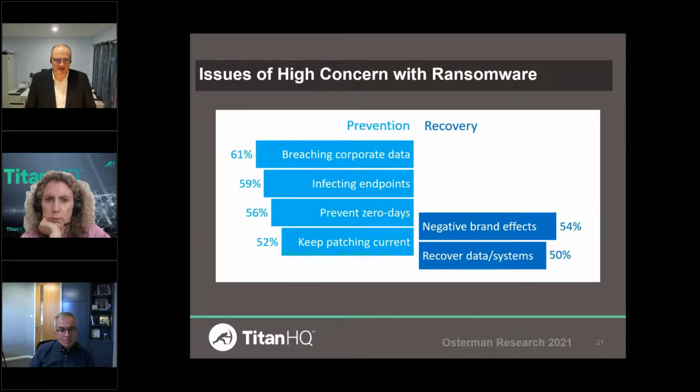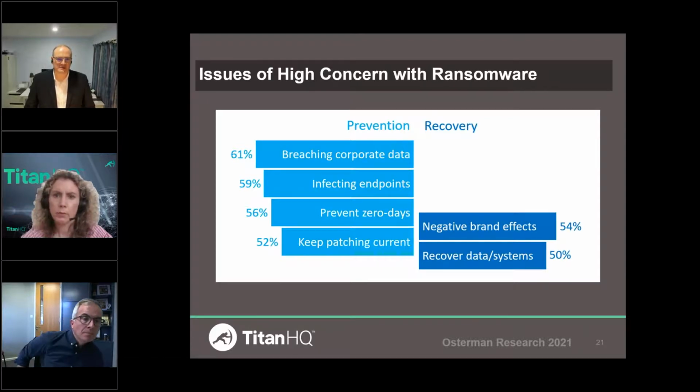We asked about issues of high concern with ransomware, and I've split 6 of those across a concern around prevention and then a concern around recovery. 61%, and this was the top ranked issue of high concern, was around breaching corporate data.